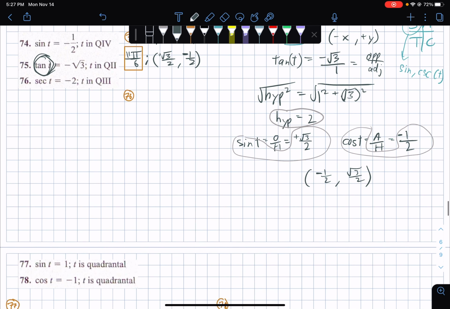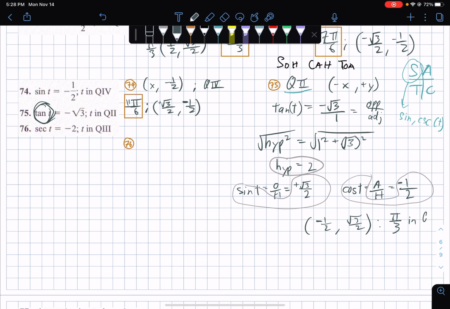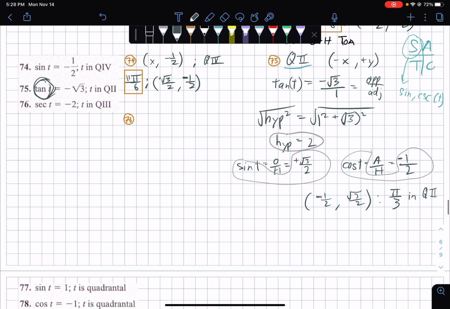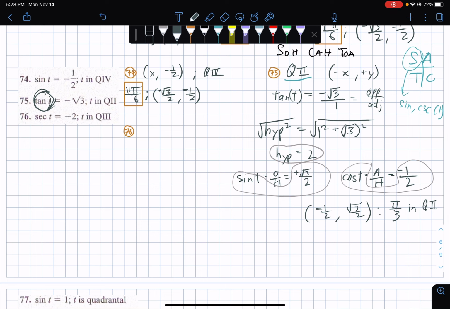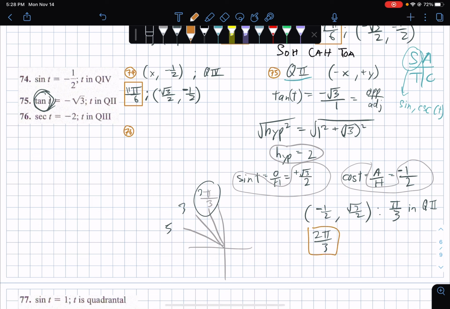So what we have here right now is pi over 3 in quadrant 2. The question now is, what is pi over 3 in quadrant 2? Let's illustrate. This is quadrant 2. Pi over 3 is located here, near the y-axis, and it's 2 pi over 3. That's the answer for number 75.